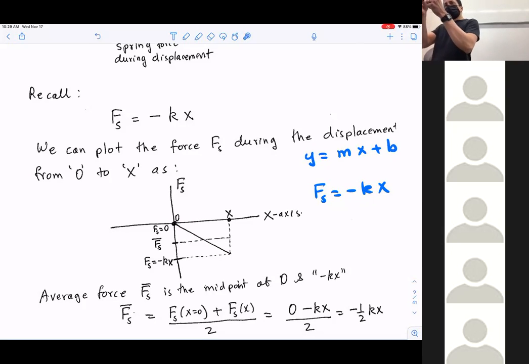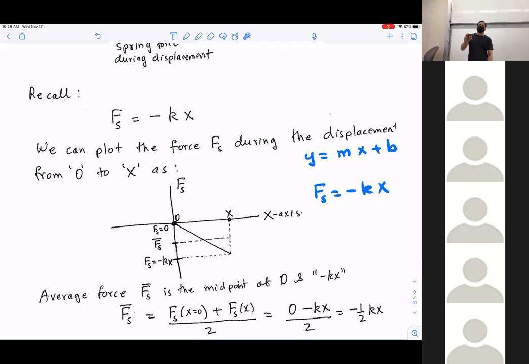So as I'm pulling the object to the right, there's a negative force pointing to the left that increases in magnitude from 0 all the way to this minus kx. Any questions on that? And because this is a linear function of x, the average value of the spring force will be just in the middle, right, between the 0 and the x. So whatever this intersection here is, that is going to be the average force. And again, that middle value will just be the average of the initial and final values.